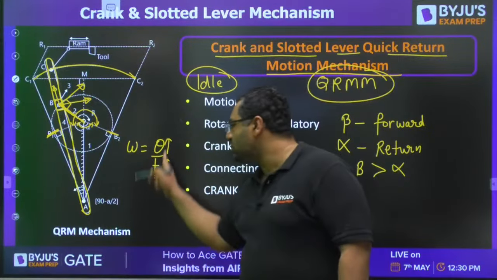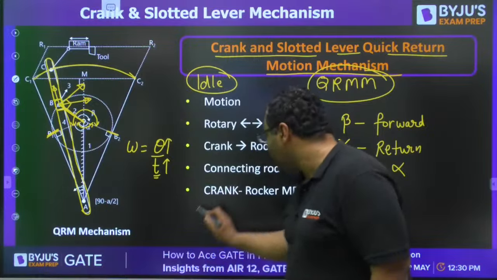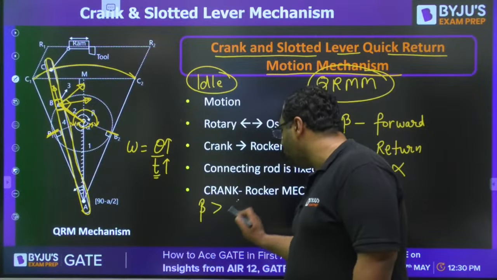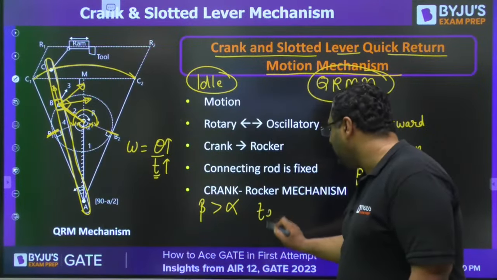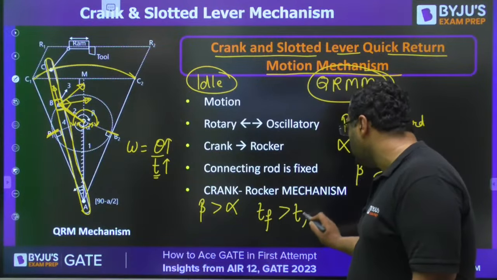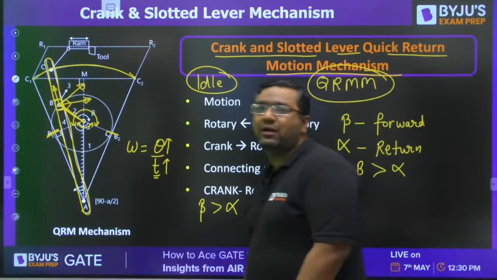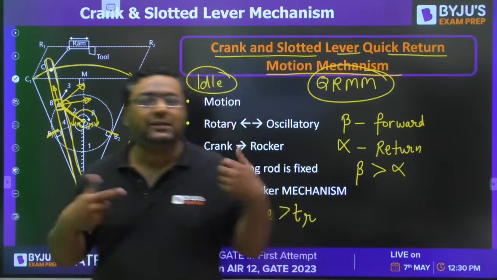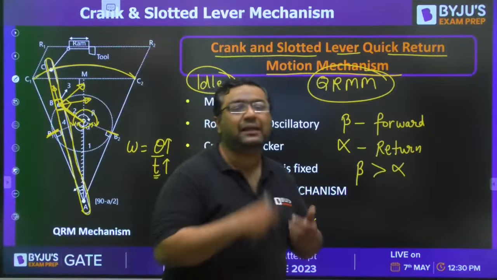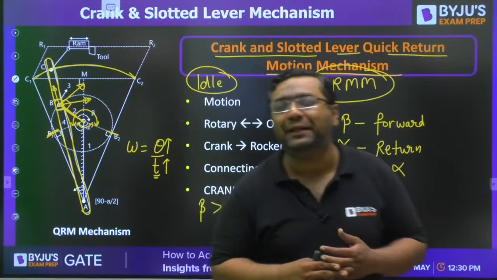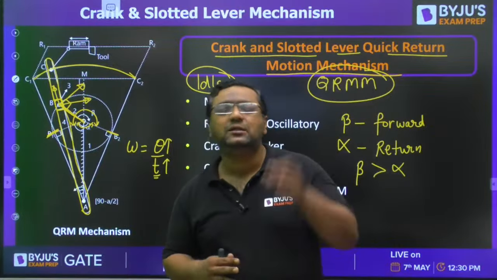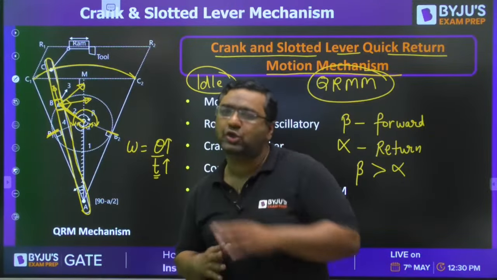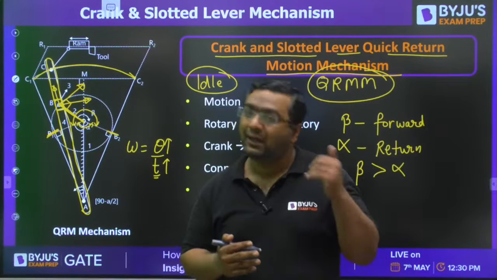And my dear, because the ratio is going to be constant, as you are saying beta is going to be more than alpha, we must say time required for forward stroke should be more than time required for the return stroke. And that is how forward stroke will be taking more time, return stroke will be taking lesser time. So we can say this mechanism is a quick return motion mechanism. So return would be getting quick.